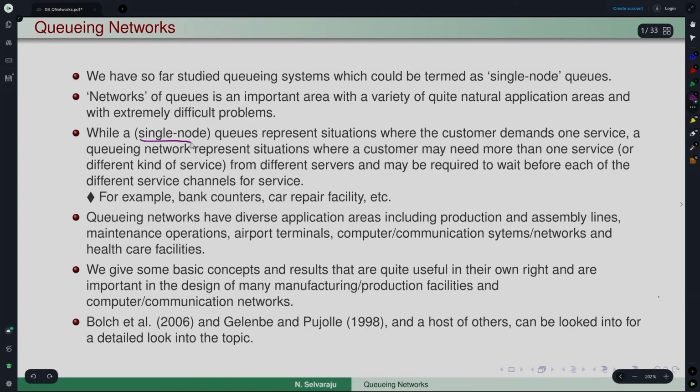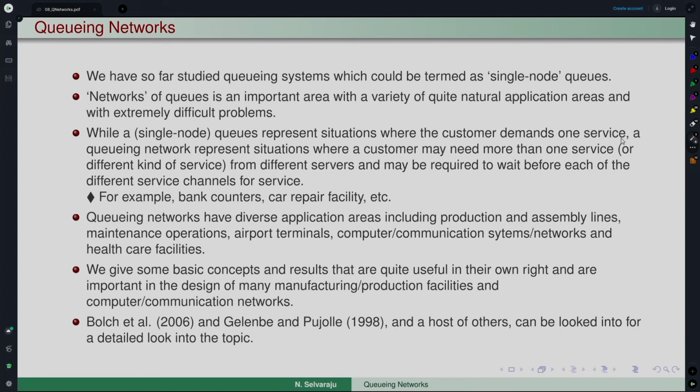While single node queues represent situations where the customer demands one service, right, that is what we say. Meaning that, suppose you go to a petty shop kind of place where you just go and buy something and come, that is it. So, that is a single node system basically.